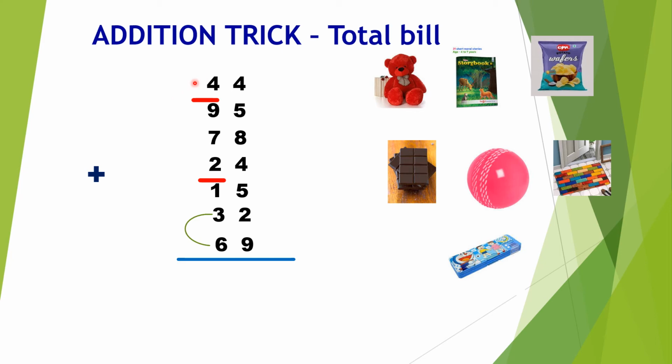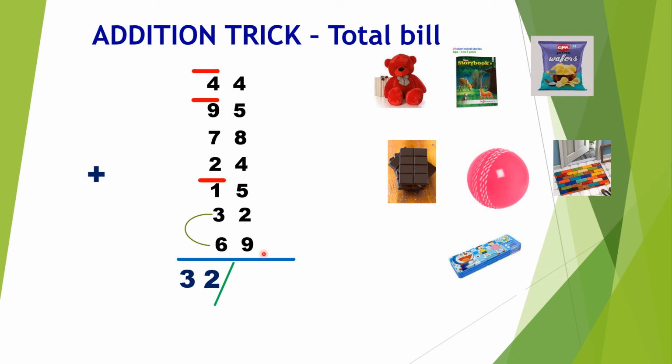8 plus 4 is 12. So 1 bar. So 12 means we will write 2 over here. Now count how many bars are there. 1, 2, 3. 3 tens. So 3. So 32 is the first part of our answer. Now we'll move on to the next line.